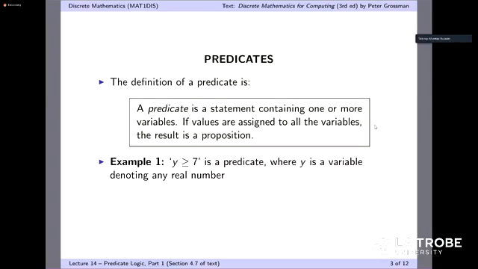Let's look at examples. y greater than or equal to 7 is a predicate. That means y is a variable, a real number, and we are saying the values of y are greater than or equal to 7. Do you agree with that? This is an example of a predicate.